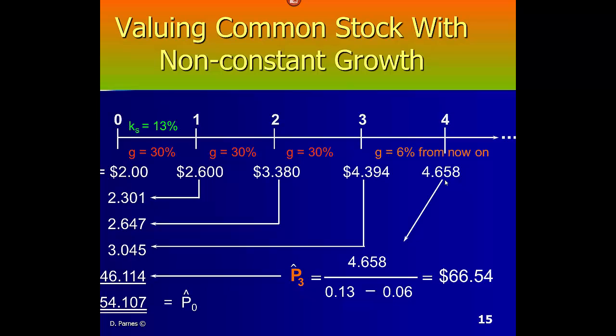We don't need to continue after that, because after that the growth rate becomes stable. It's fixed, so we can apply the Gordon model from this point on. Please notice that we cannot, I repeat, we cannot use the Gordon model all the way from the beginning. Why? Because we have two different growth rates. You have 30% for the first 3 years and 6% after. The Gordon model works only when G is constant. And G is constant here only after the third dividend, from the fourth dividend on. So we're going to apply the Gordon model only from this point on.